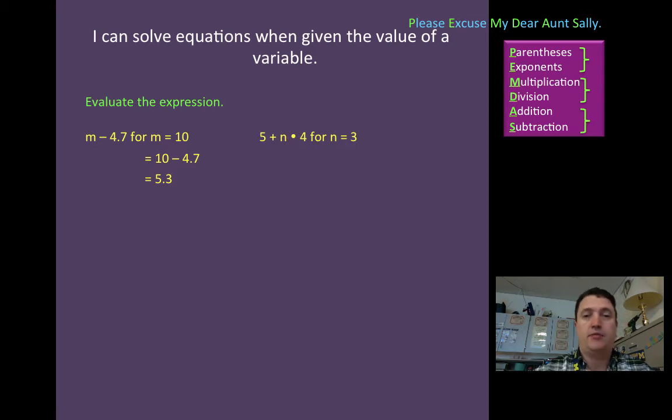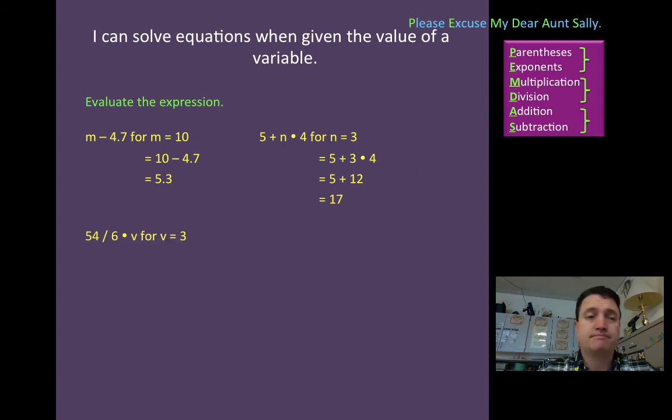How about this one? 5 plus n times 4 for n equaling 3. Well, that would be 5 plus 3 times 4, because I've just replaced the value of n for the letter. I have to do multiplication here first because I don't have parentheses or exponents, but I do have multiplication and division, and that comes before addition or subtraction. So when I do that, I get 5 plus 12, and that equals 17.